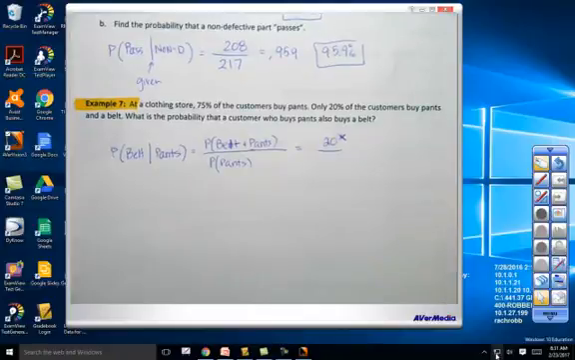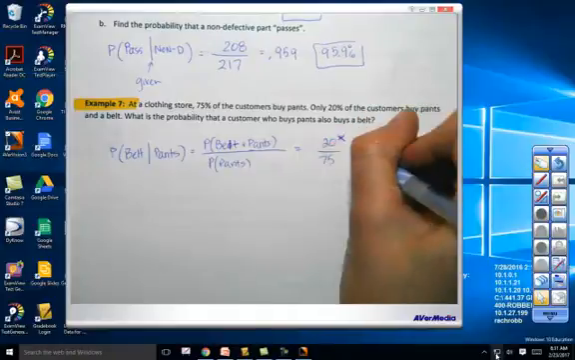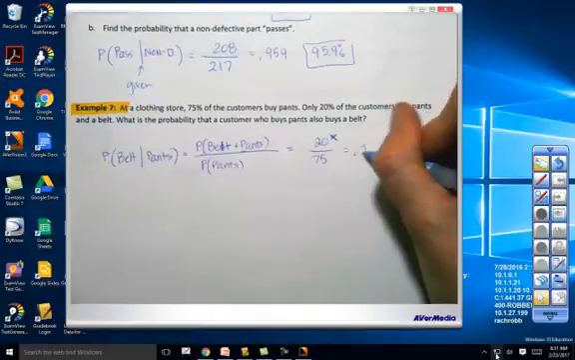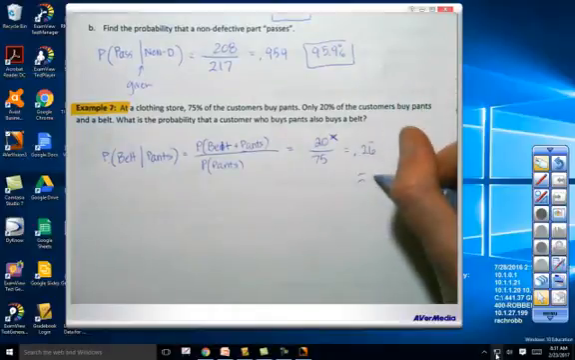And on the bottom, 75% bought pants. So 20 over 75 is 0.26 repeated, or about 27%.